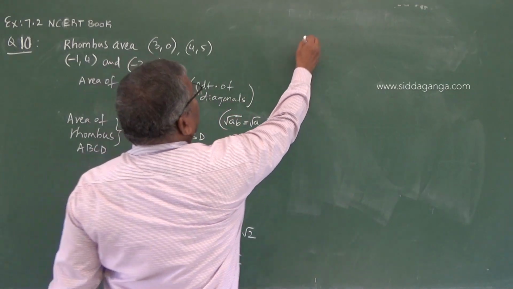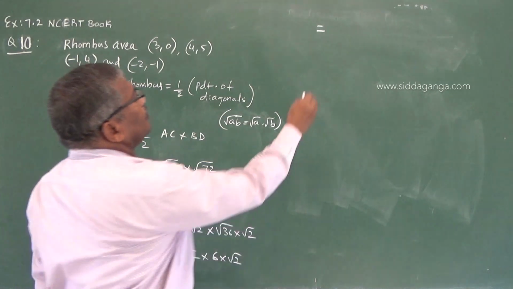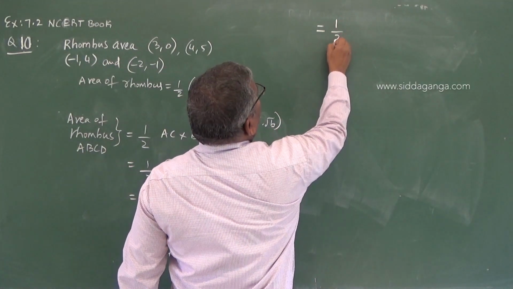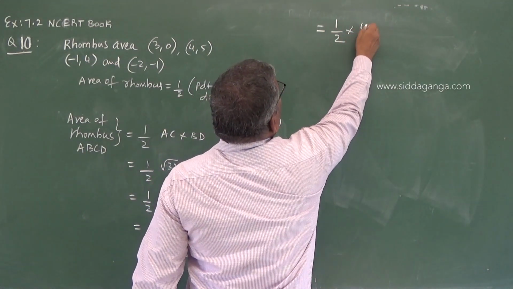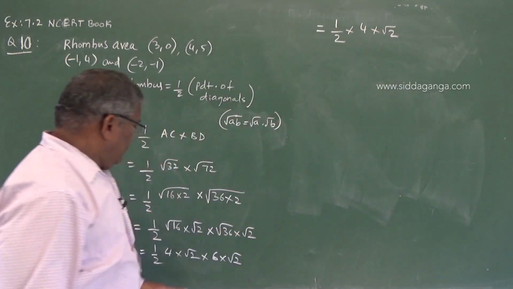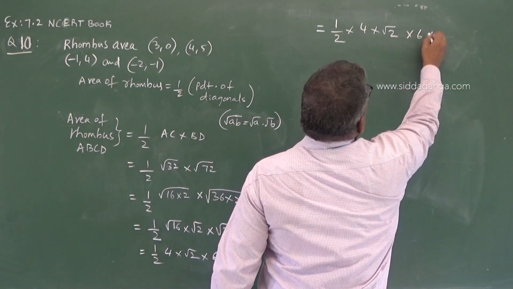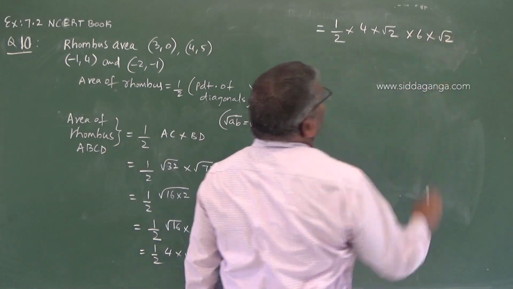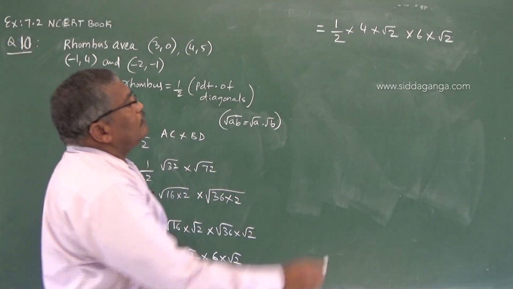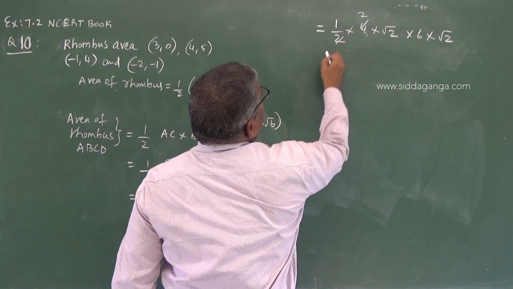Now area equals 1 by 2 into 4 into root 2 into 6 into root 2. Now you can cancel this, the two 2s will go.